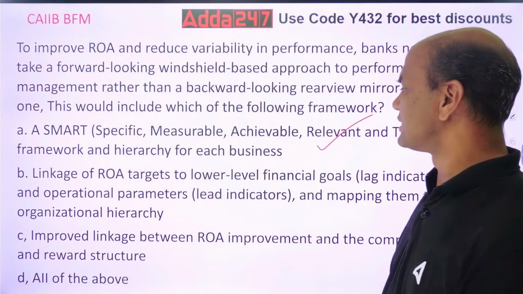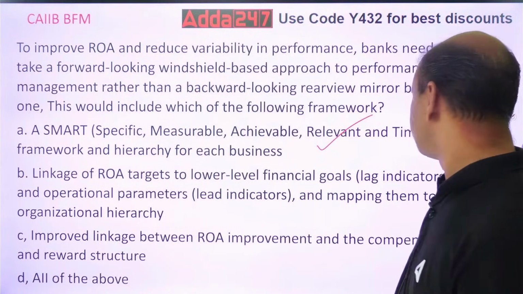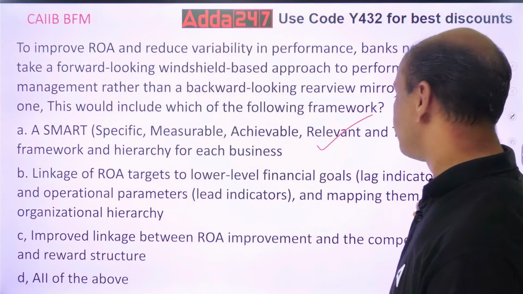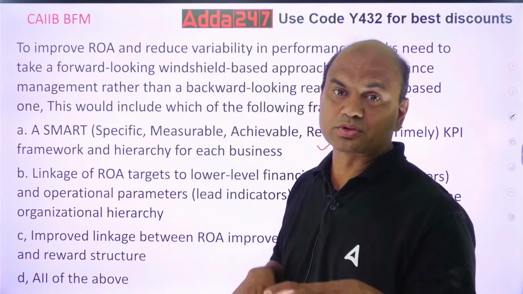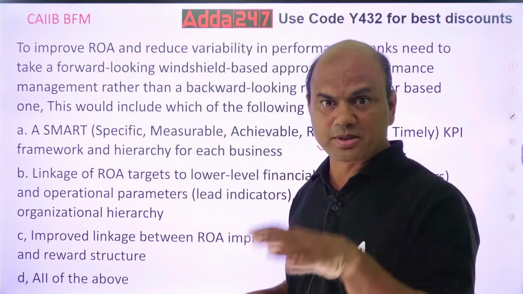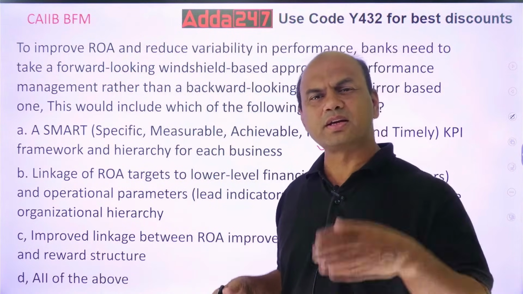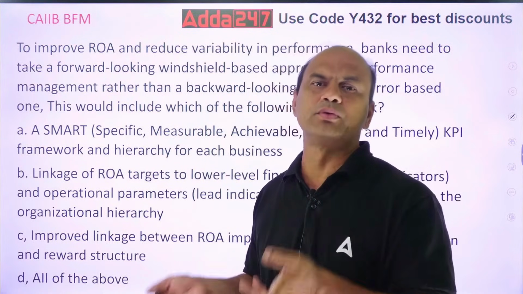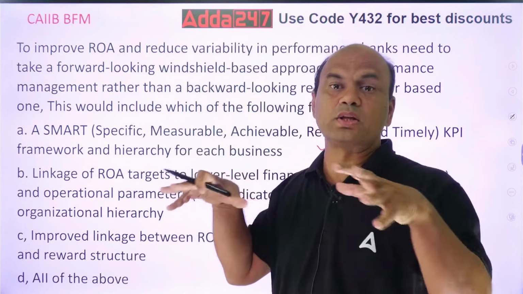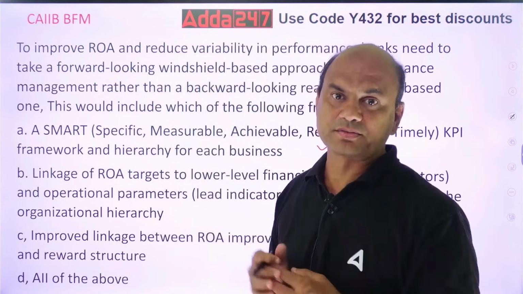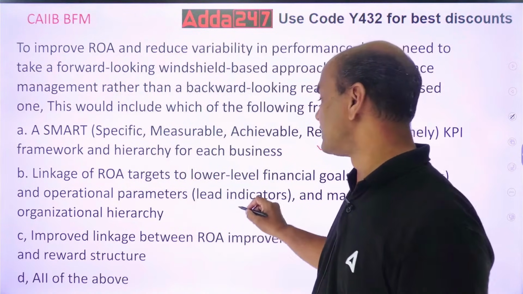Linkage of ROI targets to lower level financial goals, lag indicators and operational parameters, and mapping them to the organizational hierarchy means giving specific targets to specific persons, to a level based person. So do you need that? Obviously your regional manager will have higher targets than you, isn't it? Because the regional manager is controlling the region, you are in the branch. So it is hierarchy based, and that is also right. So this is also true.